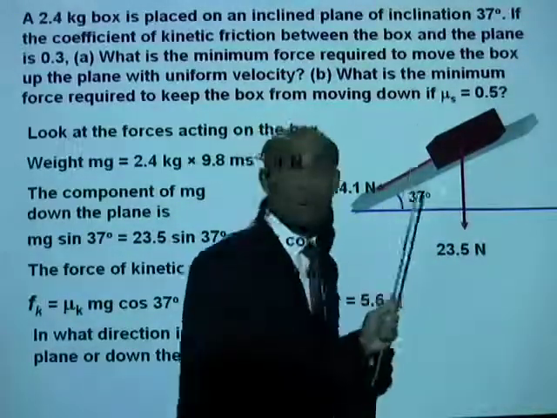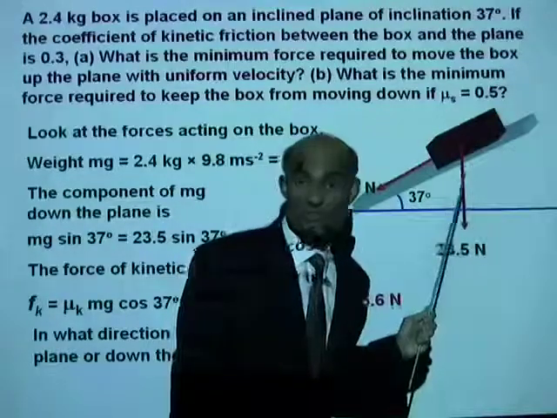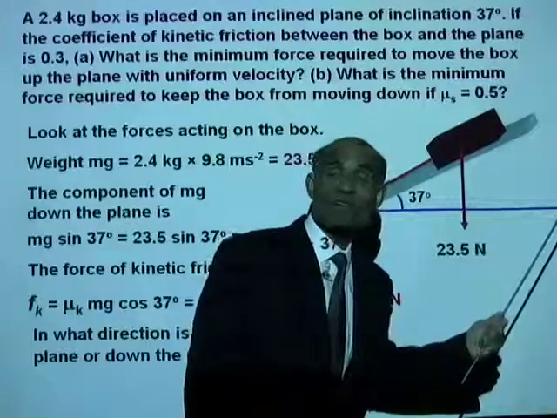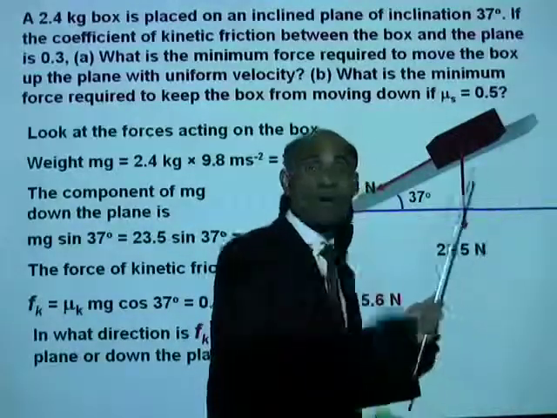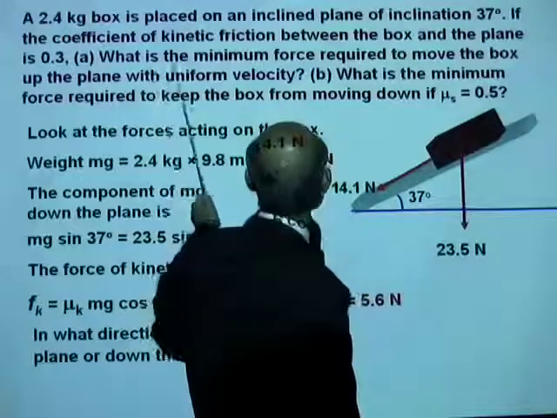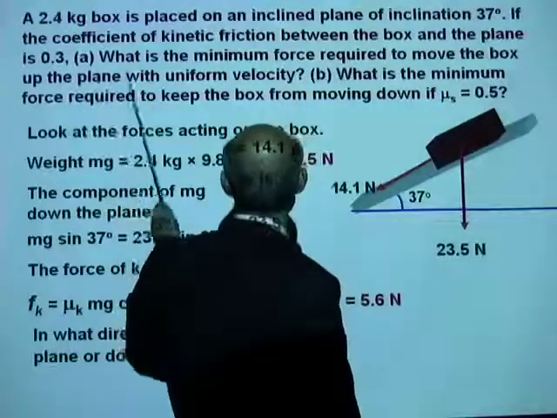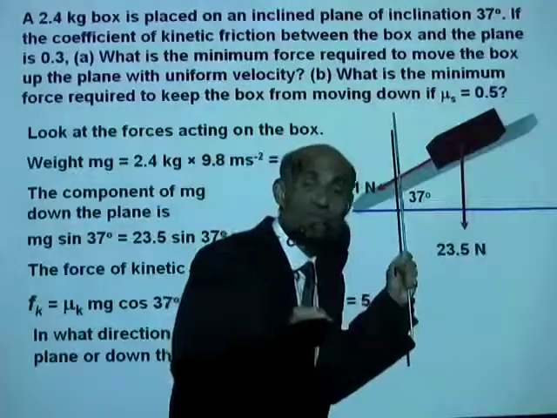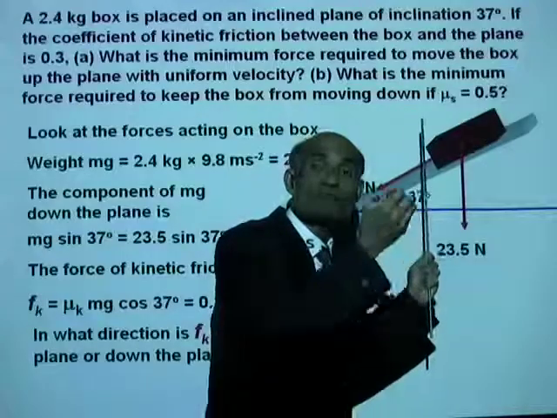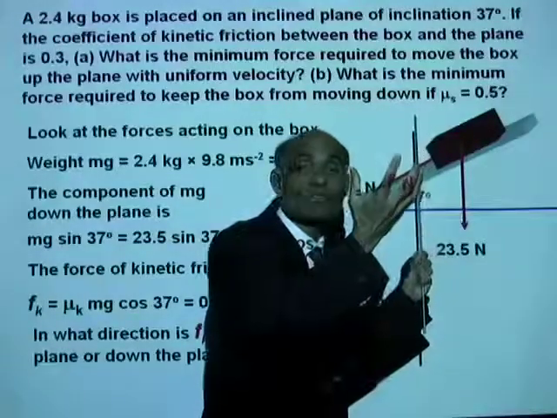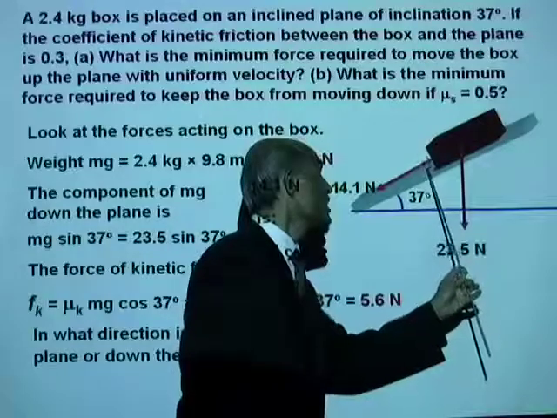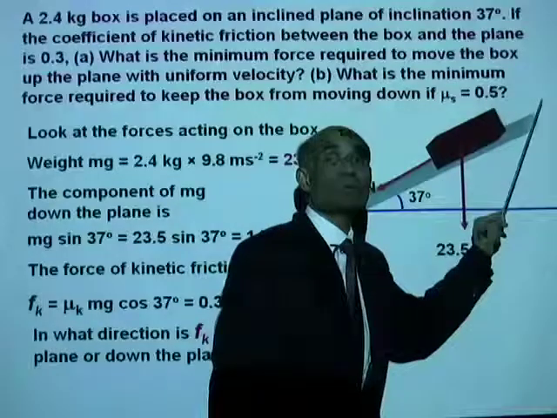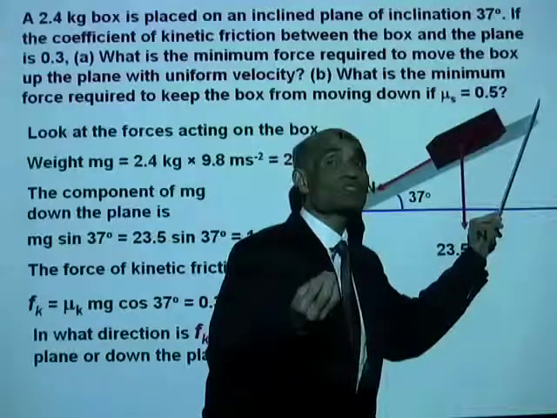And now, you don't want to create an acceleration on the box, do you? No. We don't want a net force. We want to balance the force. That's all we want. Because what we want is, we want to move the box up the plane with a uniform velocity. When the box moves with uniform velocity, there is no net force on the box. That means the total downward force need to be overcome by an upward force so that the net force is 0.